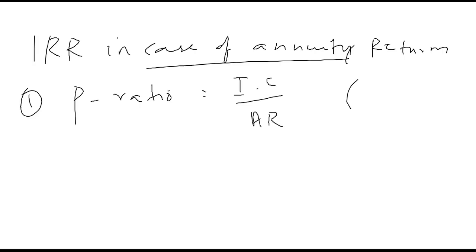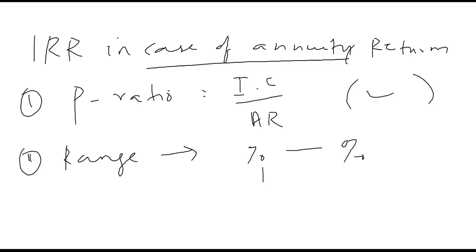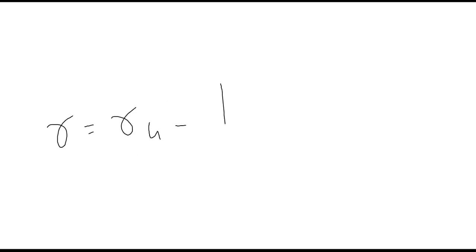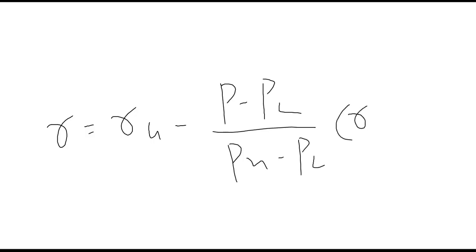After getting that, whatever value you have in the payback, you check the range from the table. It will lie between some percentages, and the P ratio of each you will take down. After that, you just put it in your formula. I write the formula on the other side. Your formula is R equal to RU minus, P minus PL, PU minus PL into RU minus RL. So let us proceed with it.